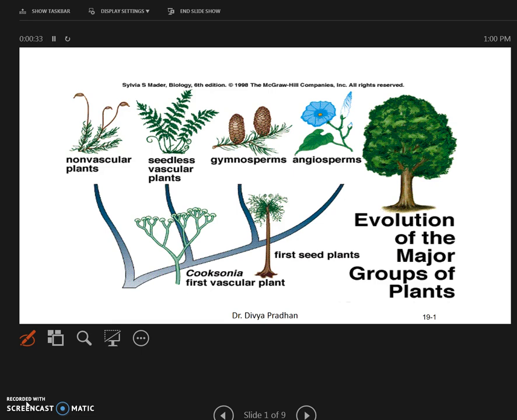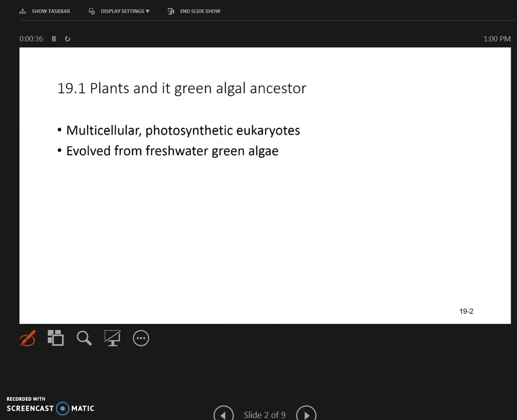First and foremost, what are plants? Well, plants are multicellular, photosynthetic eukaryotes. Multicellular means many-celled. Photosynthetic means capable of trapping solar energy to convert carbon dioxide into carbohydrate, or glucose molecules. Eukaryote: eu means true, karyon means nucleus, that means they have a well-defined nucleus. That nucleus has a membrane called the nuclear membrane.